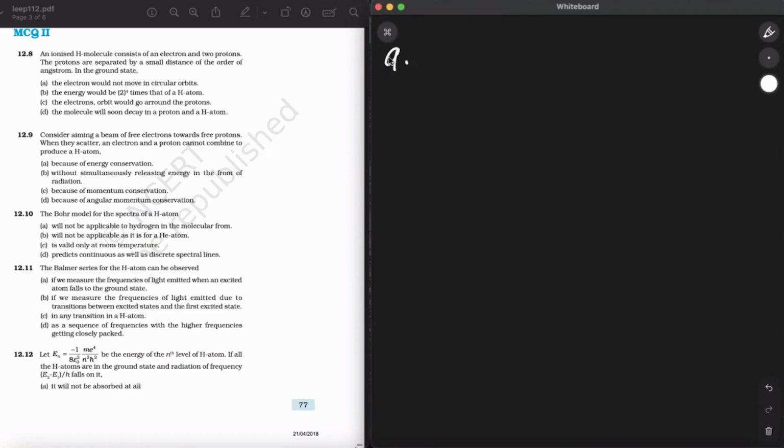Without simultaneously releasing energy in the form of radiation. This is option B. This statement is also correct because if an electron and proton do combine to form a hydrogen atom, a large amount of energy will be produced, which will be released in the form of radiation.